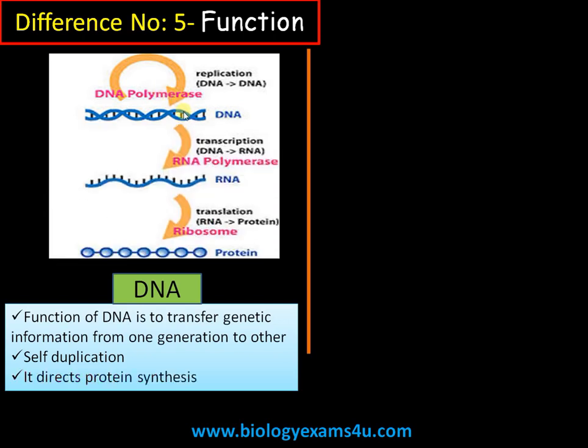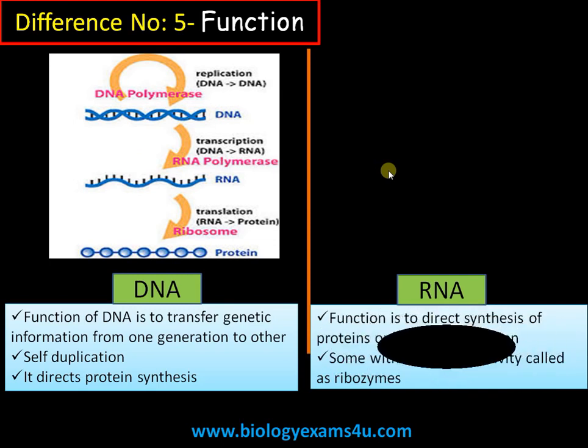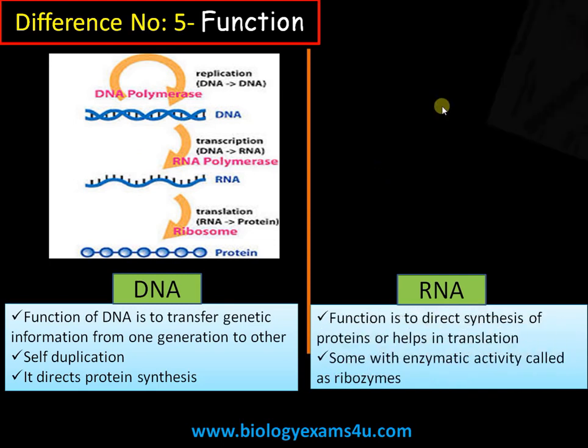It also directs protein synthesis. All the proteins required for the cells are coded in information as DNA or nucleotide information. This code actually directs the synthesis of proteins required for the cell. And the entire process is called the central dogma of biology, where DNA directs the synthesis of protein through an mRNA. Whereas RNA, the function is to direct protein synthesis. It helps in protein synthesis.